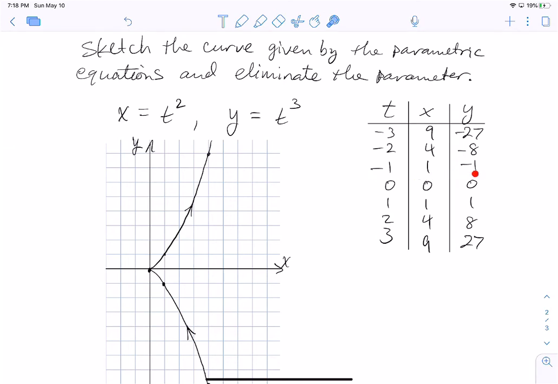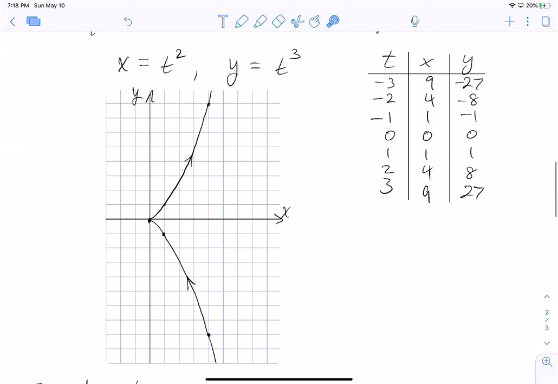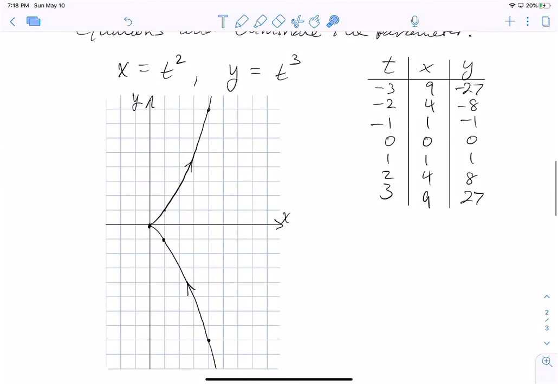-1 is mapped to the point 1, -1. 0 maps to 0, 0. 1 maps to 1, 1. And 2 maps to 4, 8. Those are the points that I've plotted here in my graph. And as t increases, the easiest way for me to describe it is to say that y increases. And so our graph goes from the lower to the upper. And I believe this is called a kappa curve because it resembles the Greek letter kappa. And I've put little arrows on the curve indicating the direction in which the curve traces out as t increases.